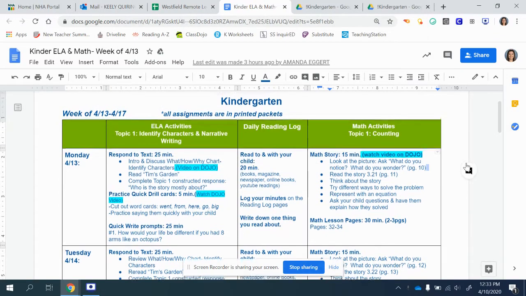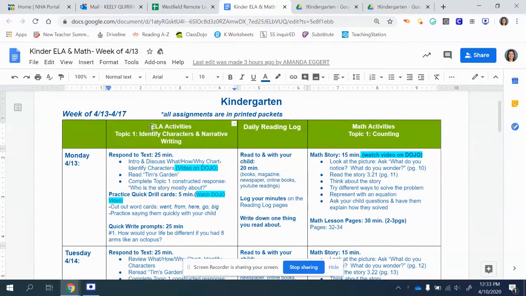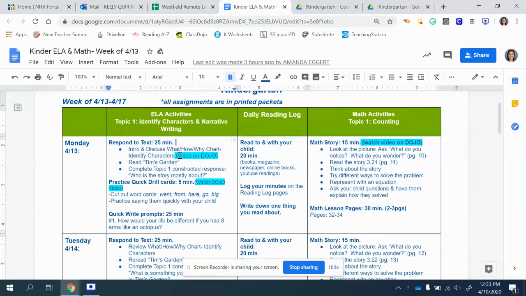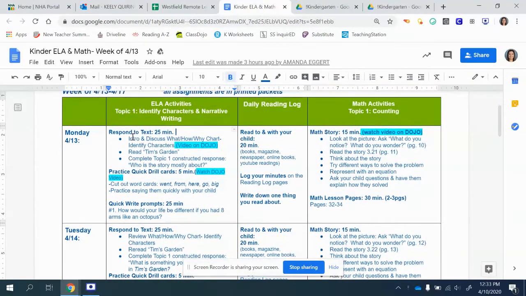Okay, so now that we kind of understand the way the outline works, I wanted to walk you through a day, basically. I'll start with our ELA activities. Unfortunately, I don't have the physical packet. I just have an online version of it, so hopefully it's pretty similar to what you're looking at as well. So let's look at Monday.